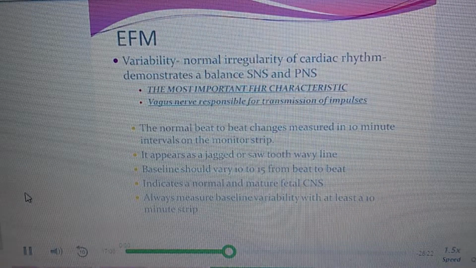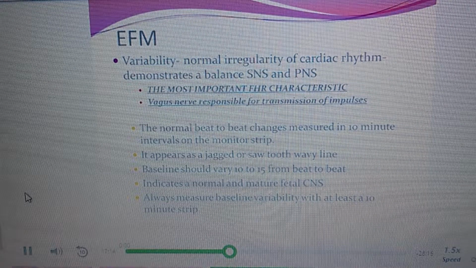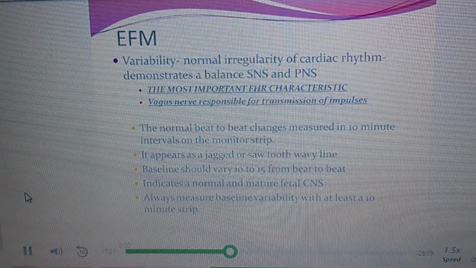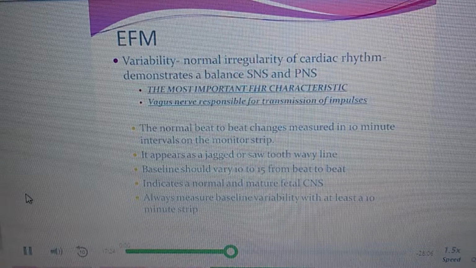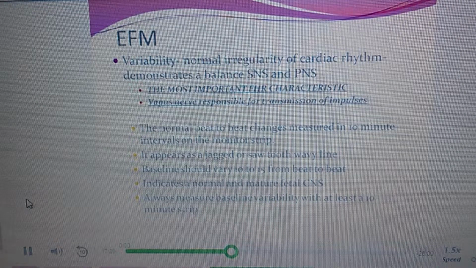So after you've looked at the baby's heart rate baseline, 110 to 160 is normal. Anything greater than 160 is tachycardia. Anything less than 110 is bradycardia. These two can result from different disorders and disease processes going on in mom. They need to be assessed and evaluated.